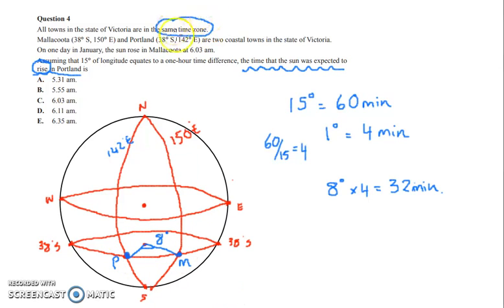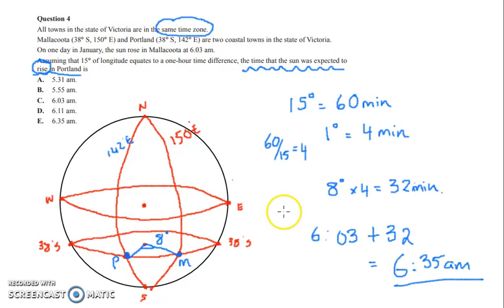And the key thing is that it says we're on the same time zone. So Portland and Mallacoota, as I said, are currently at the same time. It's 6:03 in the morning, but the sun gets to Portland 32 minutes later. So when the sun rises at 6:03, we need to add another 32 minutes before the sun rises in Portland, which will take us to 6:35 a.m., which is E.